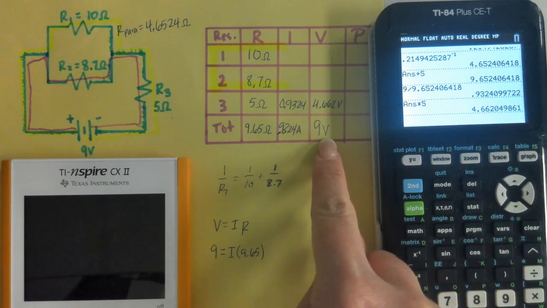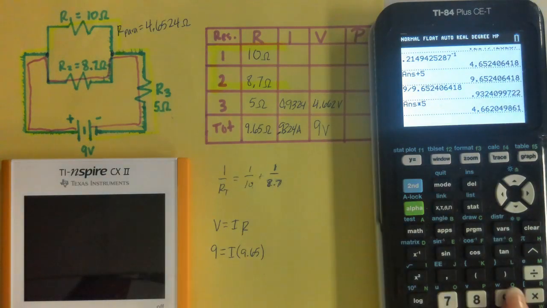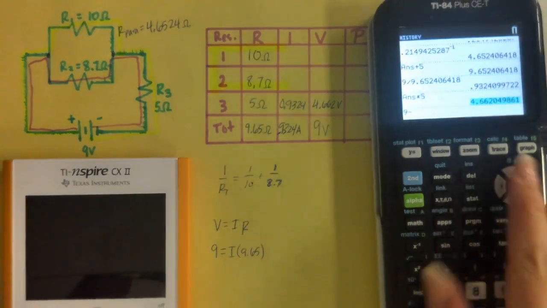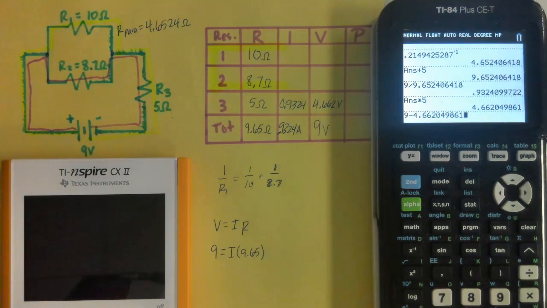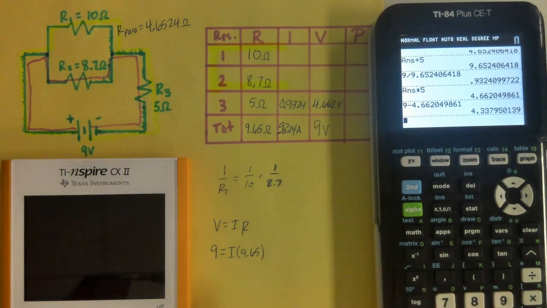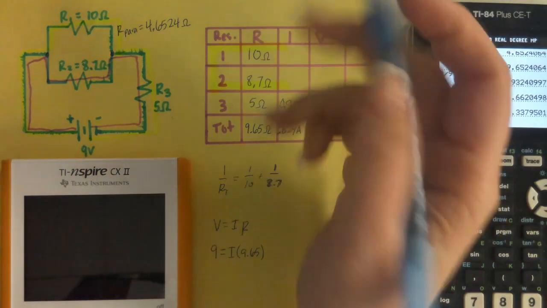So that's super easy. I can find it by subtraction. 9 minus my answer gives me my other voltage drop, and that one is 4.338.